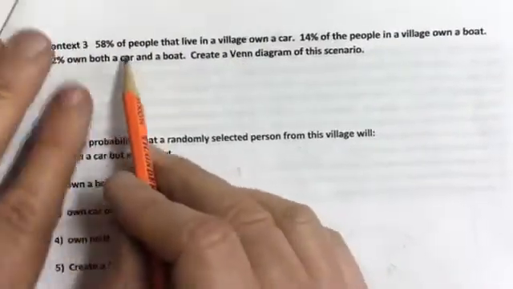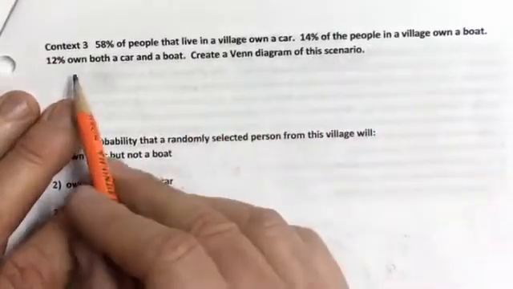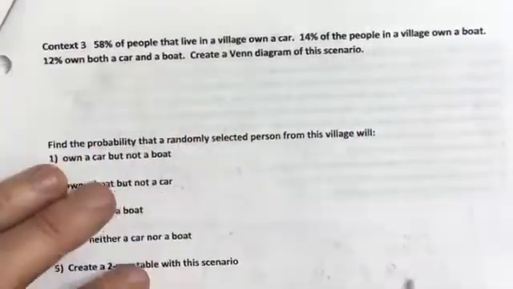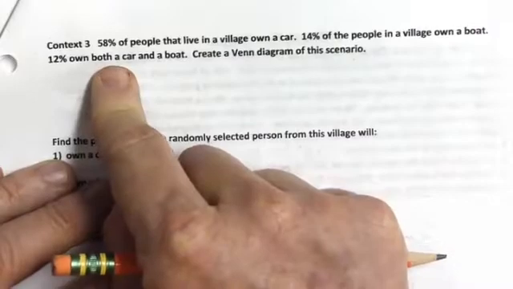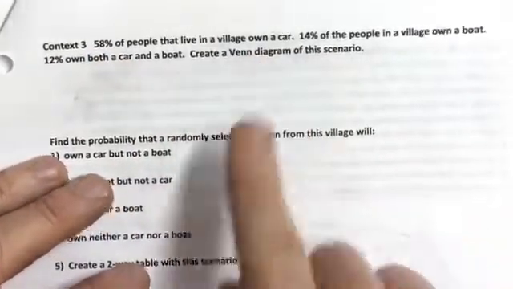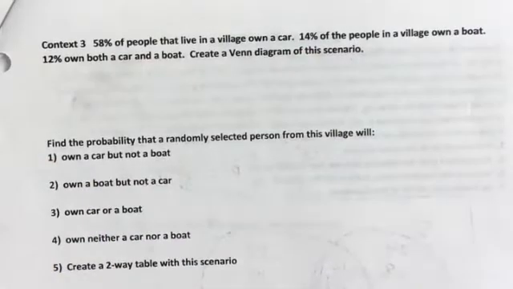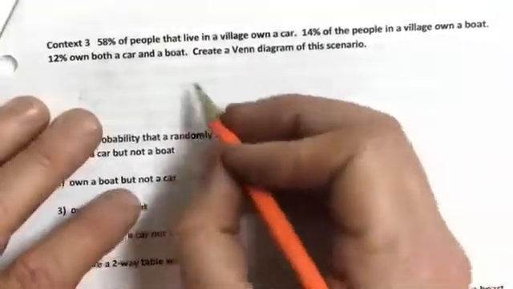This says that 58% of people who live in a village own a car, 14% own a boat, and 12% own both a car and a boat. Whenever you're given the probability of one thing, the probability of another, and the probability of both, most of the time, make a Venn diagram. Of course, this time it says make a Venn diagram, but I'm just saying in general. One of the big things about probability is being able to tell what sort of problem it is, and that takes practice. With Venn diagram problems, you recognize it's probably one thing, probably the other, probably both. So let's make our Venn diagram.